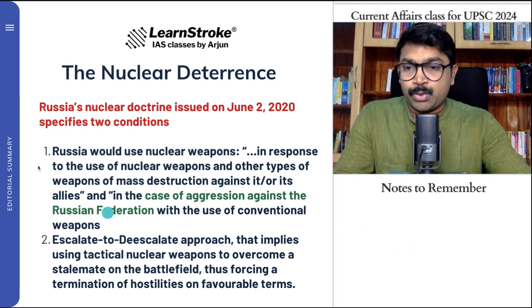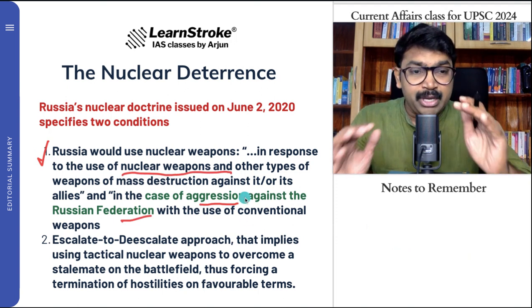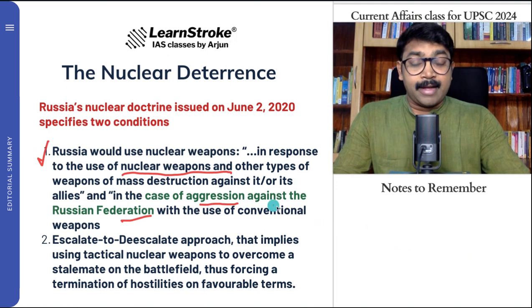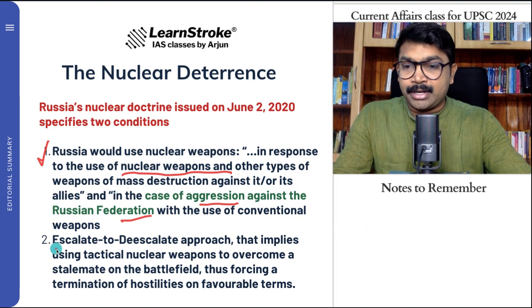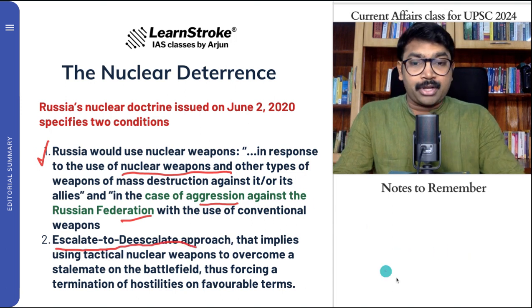The first one clearly says that in case of an aggression against the Russian Federation, the use of nuclear weapons and other types of weapons of mass destruction will be used. Russia will use it if it is actually transgressing the Russian Federation. And the second one seems to be an interesting approach: the escalate to de-escalate approach of the Russian doctrine.